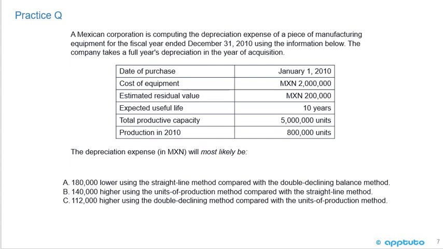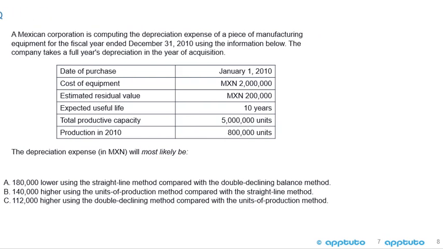So the depreciation expense in Mexican pesos will most likely be A, 180,000 lower using the straight line method compared with the double declining balance method, B, 140,000 higher using the units of production method compared with the straight line method, or C, 112,000 higher using the double declining balance compared with the units of production method.